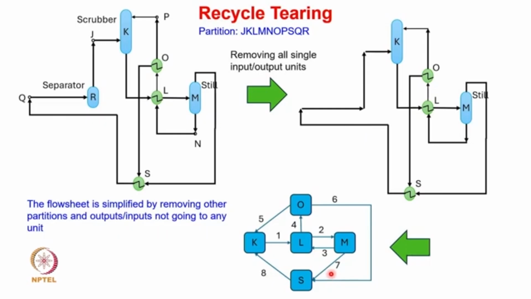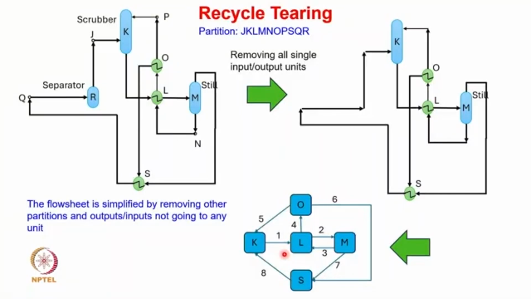represented with numbers. So for instance, you can see that from S to K this entire line is considered as one stream. So from S to K this particular stream is represented by a number 8. In a similar manner, all the streams are represented with numbers like 1 2 3 4 5 6 7 8. Now in this particular figure we wanted to find out how many recycle loops are present, and based on this recycle loop then we have to find out which stream will be the best stream for tear.